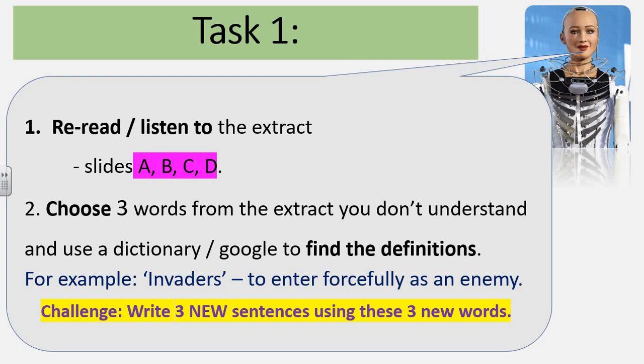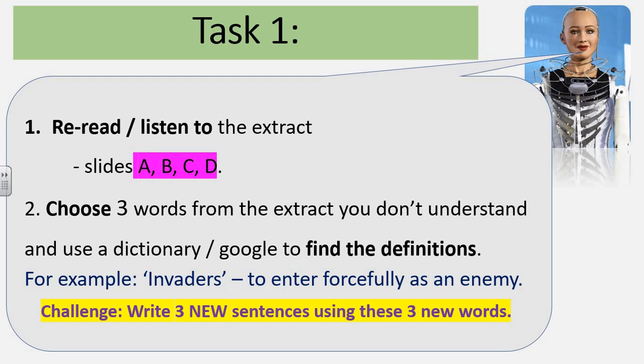What I'd like you to do after you've reread or listened to the extract is choose 3 words from that extract that you didn't understand, and then use a dictionary if you have one at home, or Google, use the Google dictionary to find the definitions of those words. So for example, if you heard invaders or read invaders and you weren't sure of that word, look it up and then write me a sentence using it. So I'd like 3 sentences using 3 words that you didn't understand.